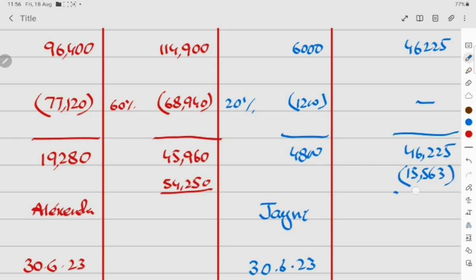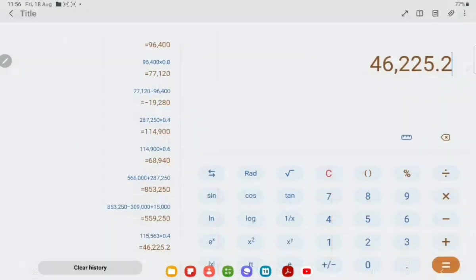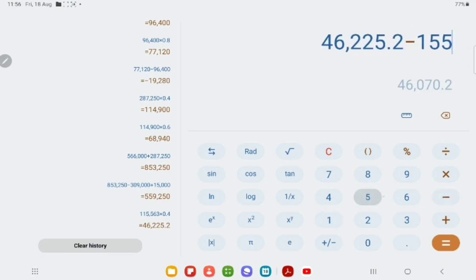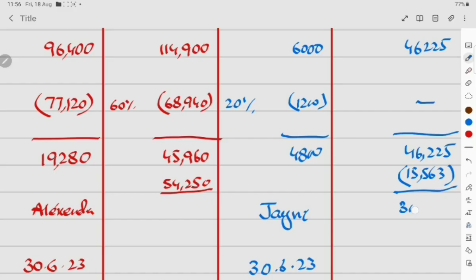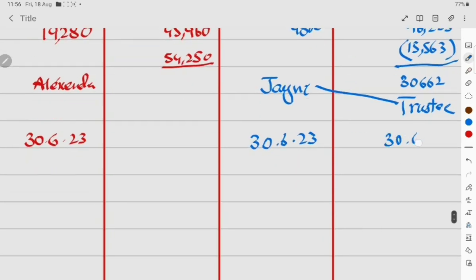and the remaining tax would be the difference of this, 46,225 minus 15,563. This would be 30,662. 30,662 is to be paid by the trustee because this is a gift to trust, and the due date is the same, 30 June 2023. So it is quite a tough question. You have to listen to it a couple of times in order to understand well, especially the part where the nil rate band has been calculated.